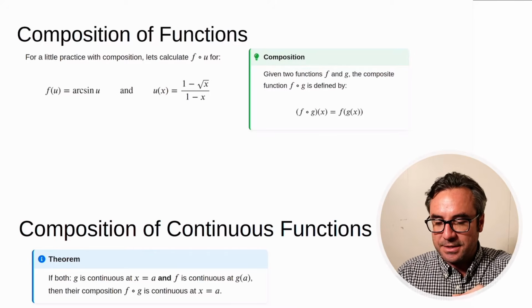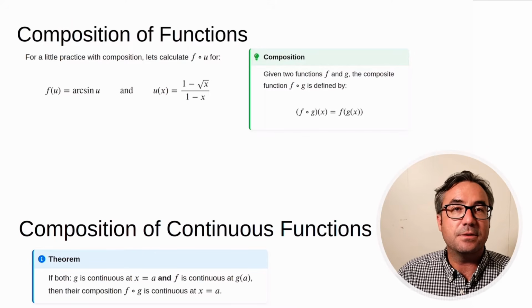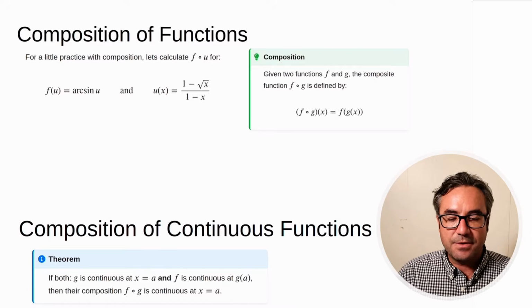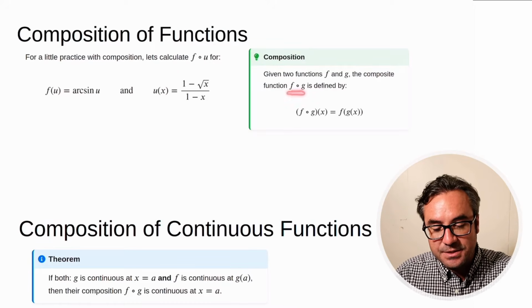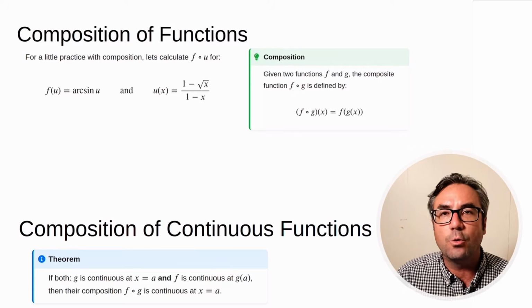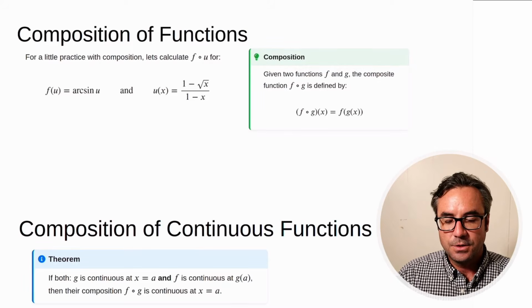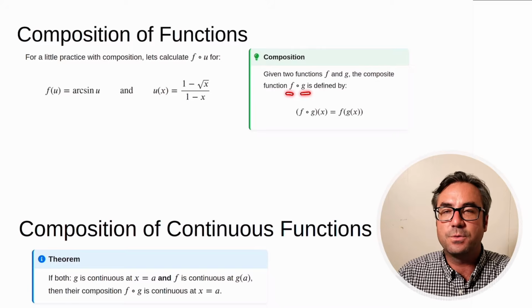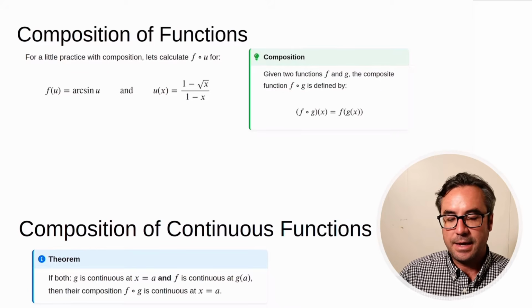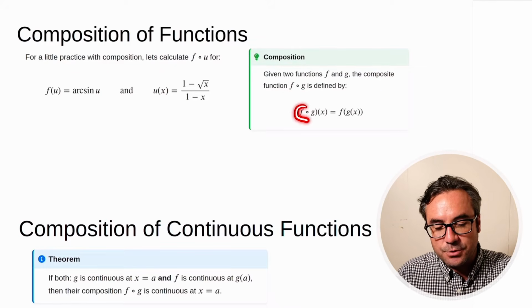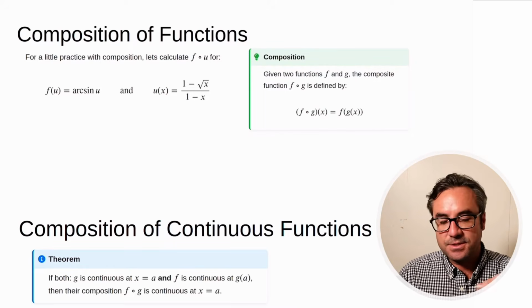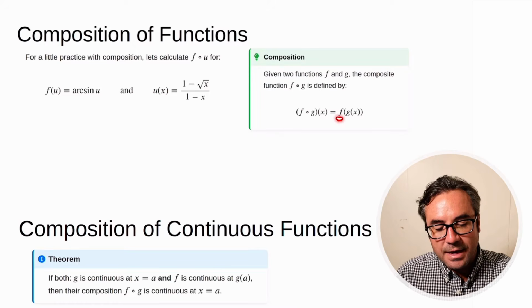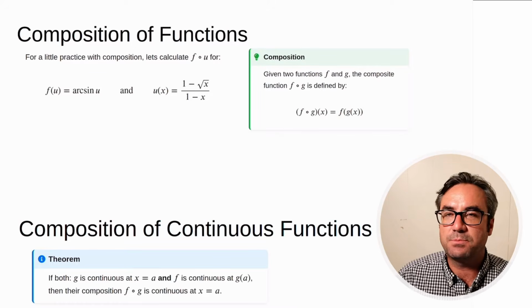So just a little practice. The way we indicate taking two functions and forming their composite function, the notation we use is this little open circle. So we read this f composed with function g. And what this does is it produces a brand new function. And the formula for that function is f with g of x plugged in.